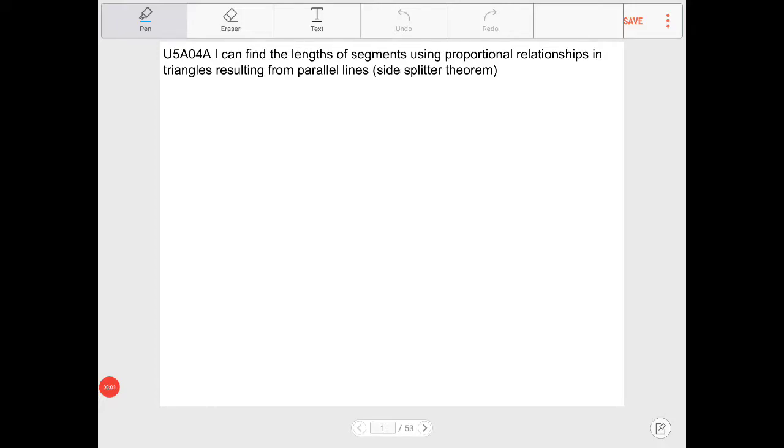Students, this is lesson U5A04a. By the end of the lesson, you should be able to say, "I can find the lengths of segments using proportional relationships in triangles resulting from parallel lines." This is the direct application of what's called the Sidesplitter Theorem. So let's take a look.